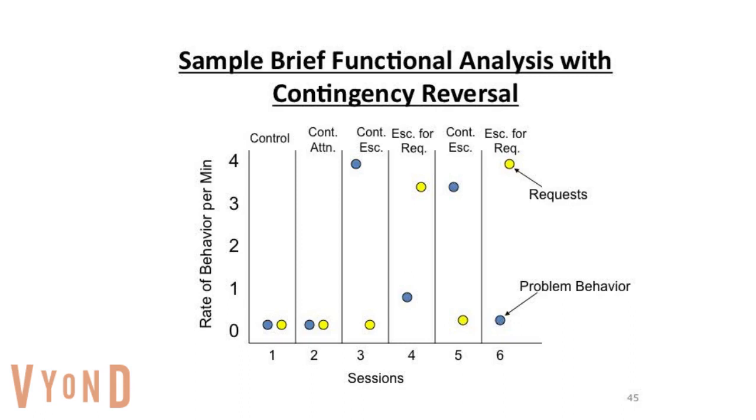Here is an example of a functional analysis with a contingency reversal. Here you see that the alternative behavior is functional communication. When functional communication is reinforced, the problem behavior decreases.